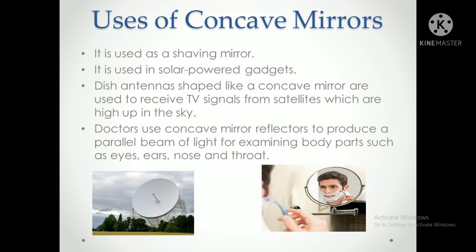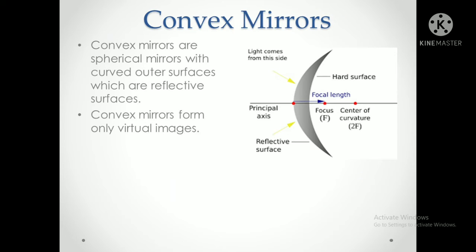Okay. Next, concave mirror we have talked about. Now we will talk about convex. Convex mirrors are spherical mirrors where the curved outer surface is the reflective surface, and convex mirrors always form virtual images. Now light comes from that side. You have to draw the arc from the center of curvature, but the light will come from the outer side. Now the reflective surface will be outside.